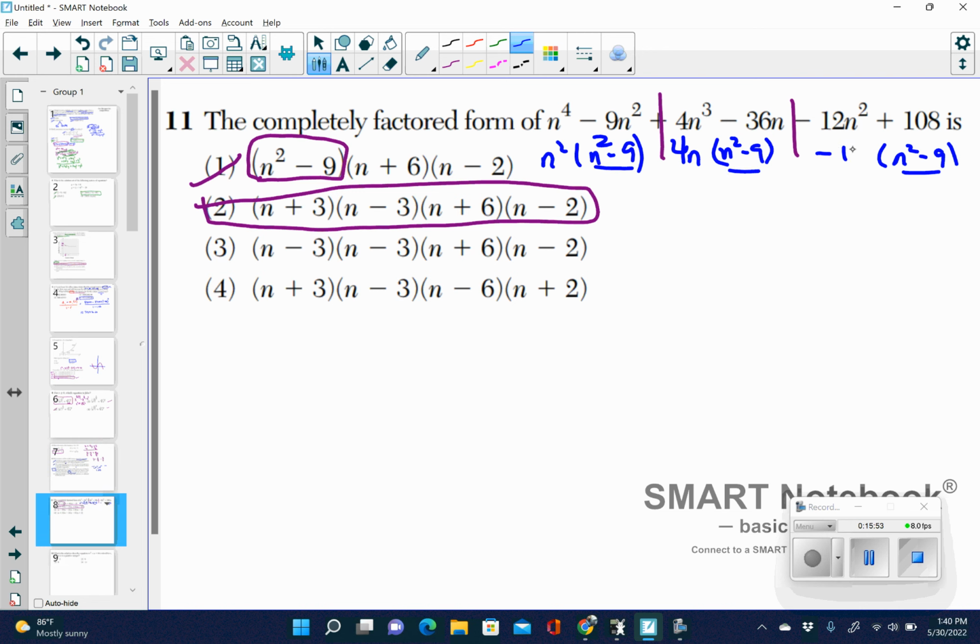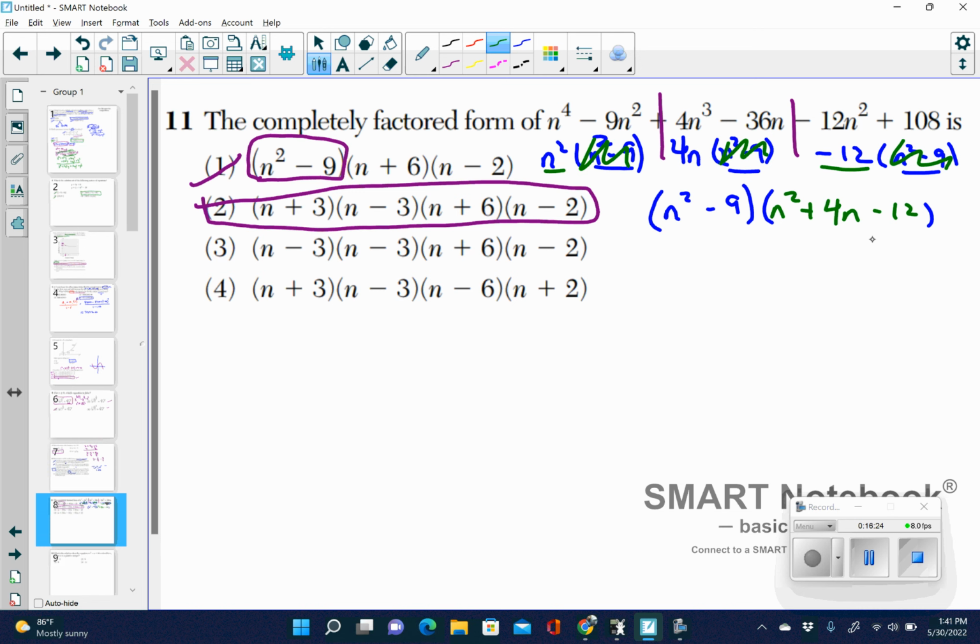So what I'm going to take out is a negative 12. And then the n squared minus 9, all of those are the same, so I'm going to go ahead and factor that out. And then I'm going to write down what I'm left with. So if the n squared minus 9 goes away here, I'm left with the n squared, so I'm going to put that down. If the n squared minus 9 here goes away, I'm going to be left with the plus 4n. And then if the n squared minus 9 goes away here, I am left with a minus 12.